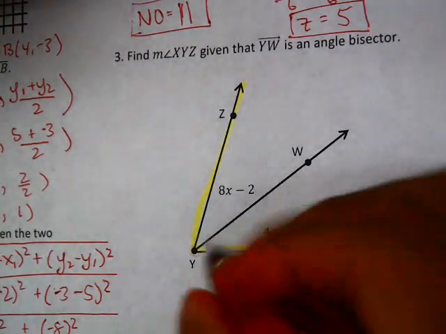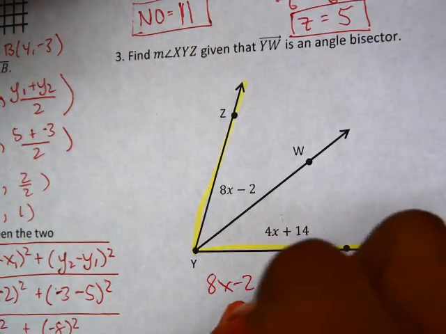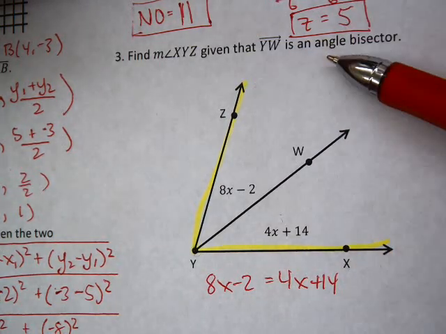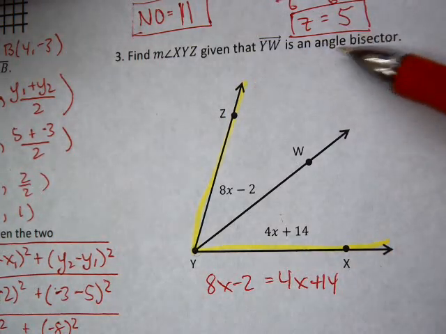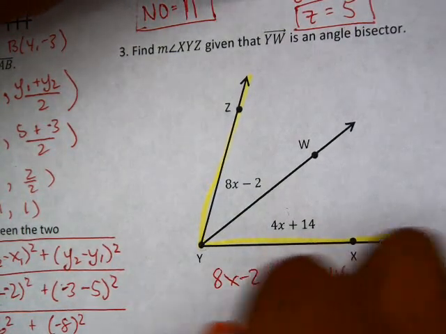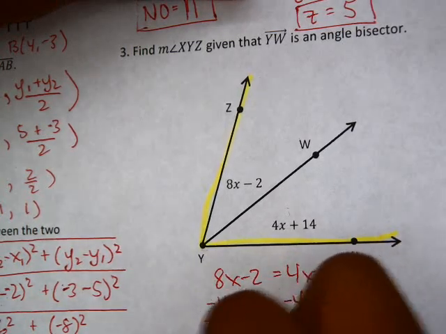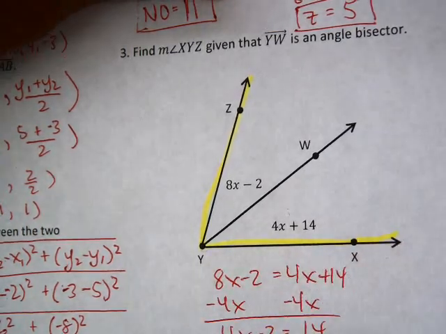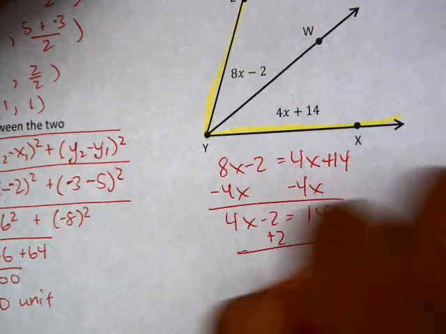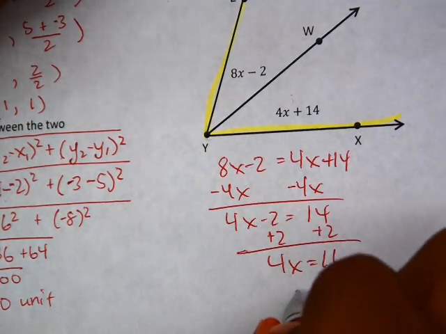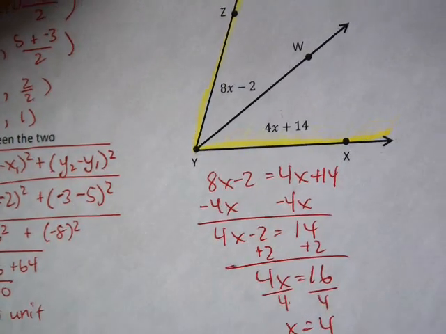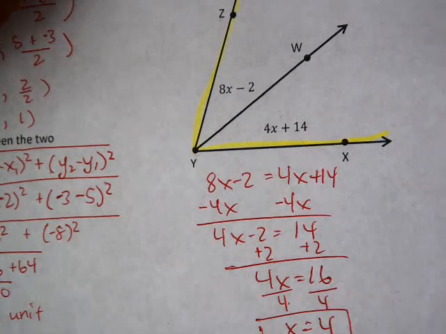So I know now that 8x minus 2 should have to equal 4x plus 14 because YW, ray YW, is an angle bisector. These two are equal parts. So then solving this by subtracting 4x from both sides, adding 2 to both sides of the equal sign, 4x equals 16, and dividing by 4, I get x equals 4. Again, I check the directions to see if I'm done.